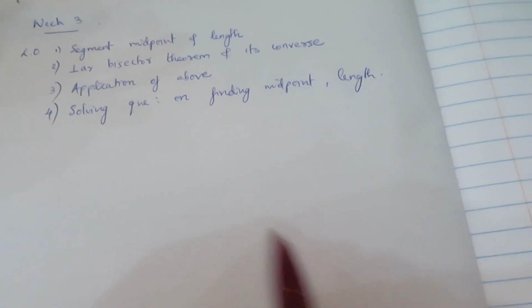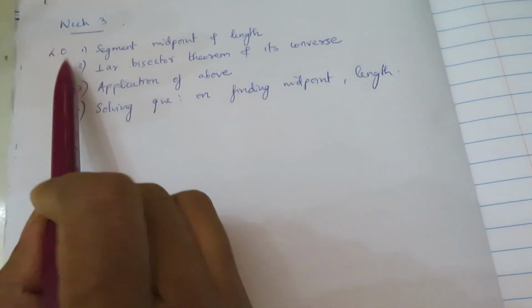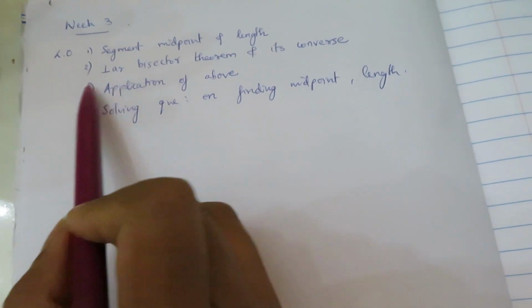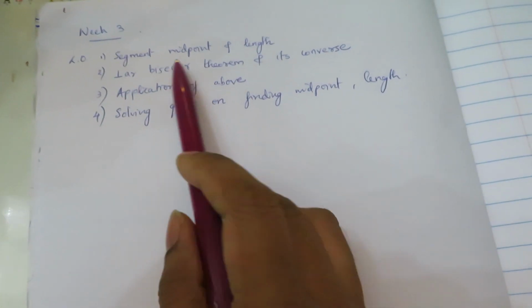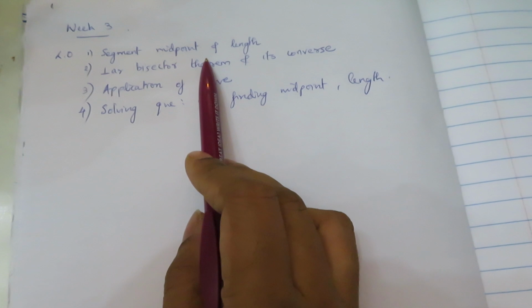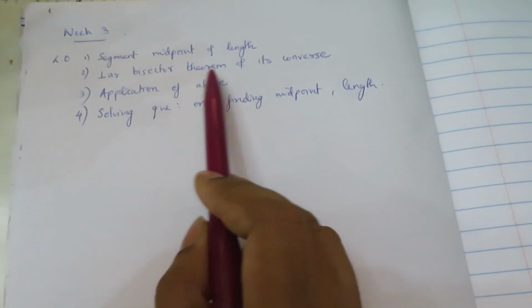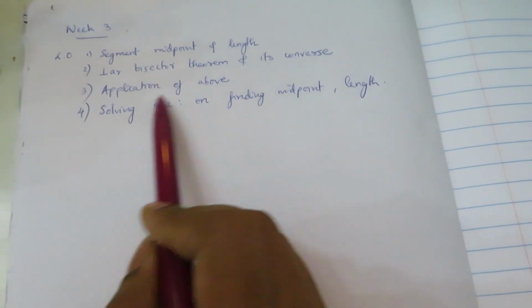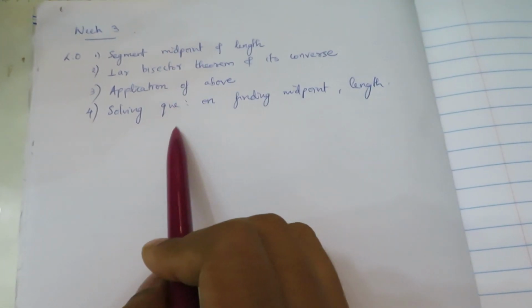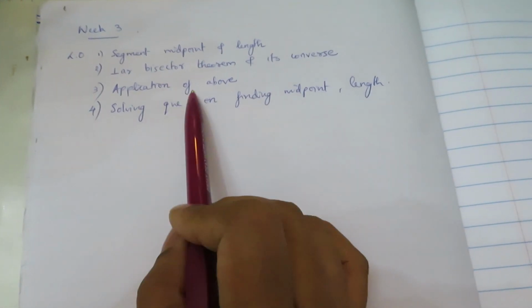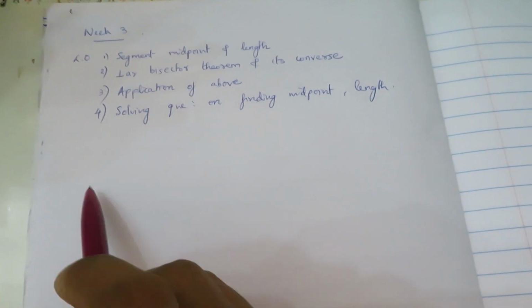So for grade 10, I have prepared this video on the week 3 learning that we had. Our learning objectives were to find out the midpoint of a segment on a coordinate plane and the length of it. Then we learned about the bisector theorem and its converse. We looked into each of these, and we even solved a worksheet of application based questions on these two.